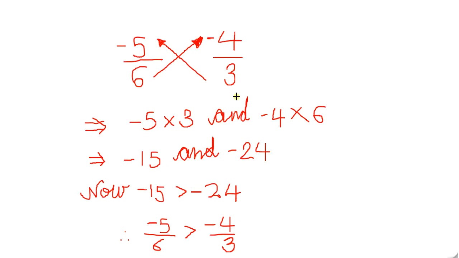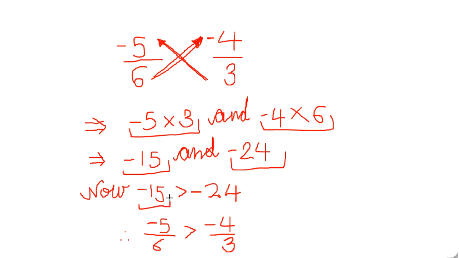So we write both the numbers and we show the cross multiplication sign, that we are multiplying the denominator of one number by the numerator of the other number. So according to this rule, we will multiply minus 5 by 3 and minus 4 by 6. So this product will be minus 15 and the product of other two numbers will be minus 24. Now which product is greater? Obviously we know minus 15 is greater than minus 24. So that would mean minus 5 upon 6 is greater than minus 4 upon 3.